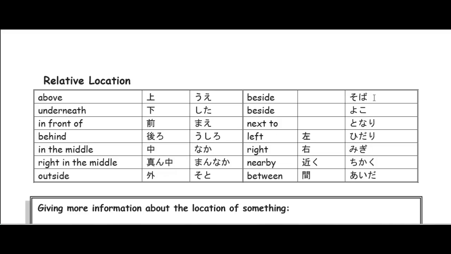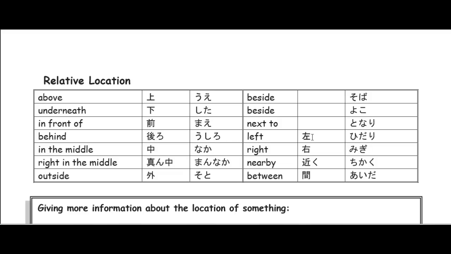Beside is soba. Another way of saying beside is yoko. It's exactly the same. And another way of saying the same thing is tonari. Only we're going to translate that as next to, just because that makes it clear it's a different way of saying the same thing. If you think about it in English, beside and next to is exactly the same as well. Then we've got left, hidari.